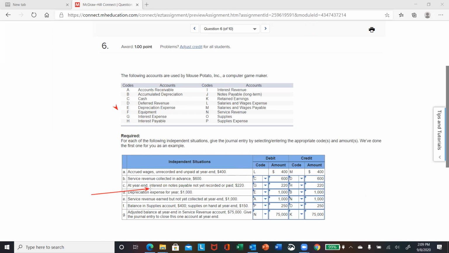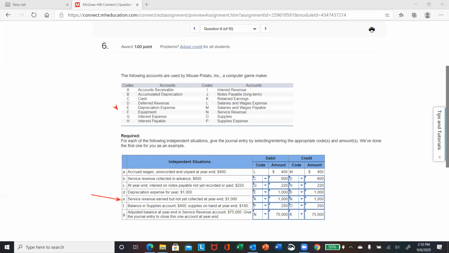Letter C, at the end of the year, interest on notes is not recorded or paid. So I'm looking for an interest expense. That's letter G. That's going to be debited. And then some sort of payable, and they're going to have you use letter H. There's your interest payable for 220. Letter D is depreciation expense. So I'm looking for depreciation expense. That's going to be letter E for 1,000, and my accumulated depreciation is letter B for credit.